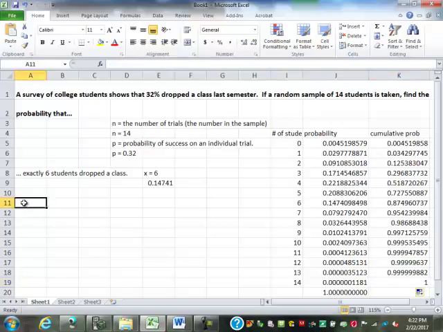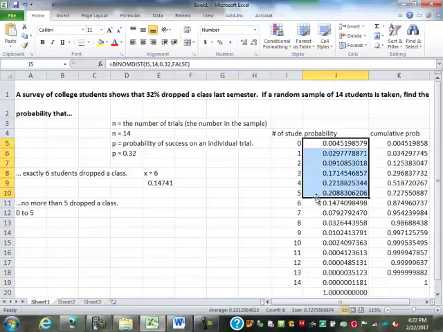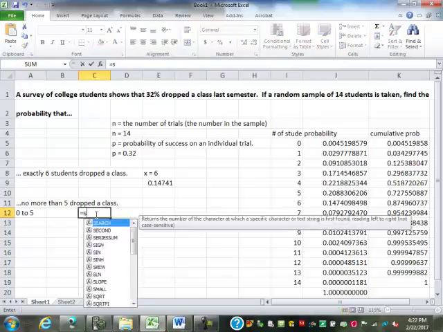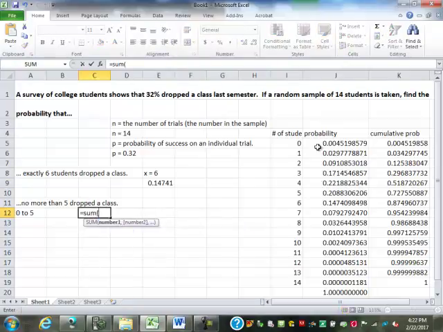So anyway, let's say we want to know no more than 5 drop the class. So that is saying, from 0 up through 5. It does include 5. No more than 5 includes 5. So that would be adding these probabilities right here. So I'm going to do that first. Equals sum, and I'm just going to add those 0 through 5.